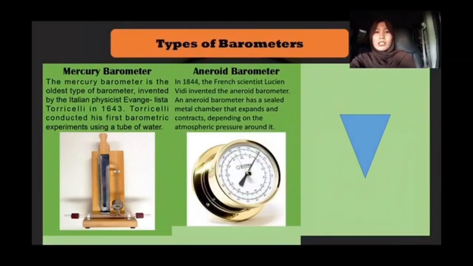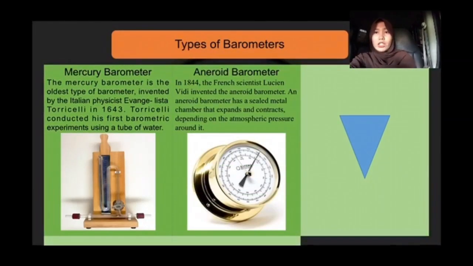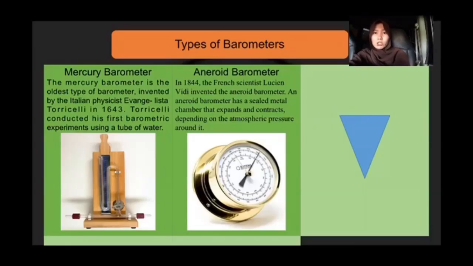And the second one is the aneroid barometer. In 1844, the French scientist Lucien Vidi invented the aneroid barometer. An aneroid barometer has a sealed metal chamber that expands and contracts depending on the atmospheric pressure around it. So, an aneroid barometer is an instrument used for measuring air pressure by a method that does not involve liquid. It was invented in 1845 by French scientist Lucien Vidi, and when we compare the aneroid barometer to a mercury one, we see it has many benefits over it. In other words, it is definitely superior.